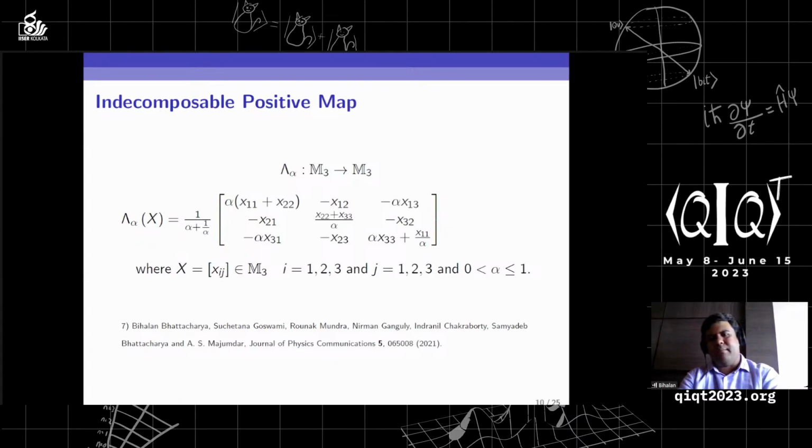Actually, it detects some weaker form of entanglement, which is famously known as PPT entanglement or bound entanglement. This PPT entanglement is another important feature in entanglement theory, which is very hard to detect, because to detect PPT entanglement or bound entanglement, one has to deal with indecomposable maps. And there are few known examples of indecomposable maps in the literature.